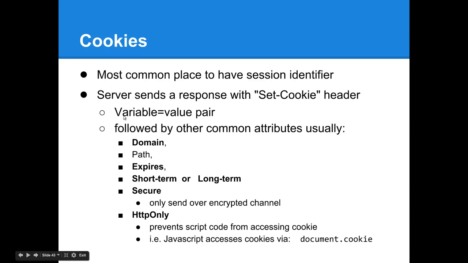And so again, it follows the variable equals value pair and it's going to set what the cookie is, and the cookie will have actually various parameters that need to be set: the domain, the path, and then booleans for short-term, long-term, secure, HTTP only, and expires. The interesting ones for us are secure.